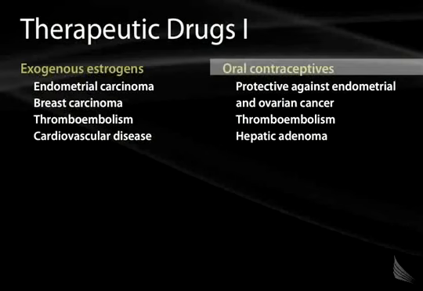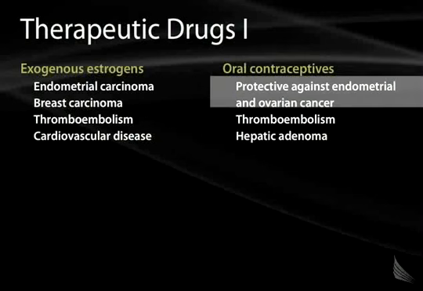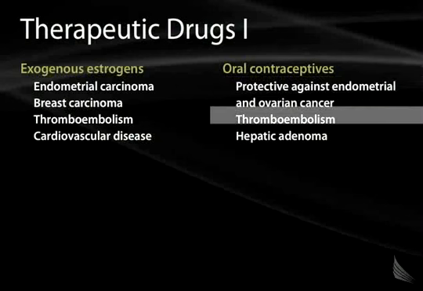Oral contraceptives, though, when given with progesterone, with a combination of estrogen and progesterone, may actually be protective against endometrial and ovarian cancer, although they still have a conflicting role in the development of thromboembolism and the development of hepatic adenomas.